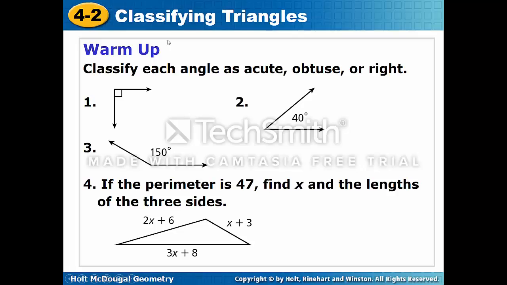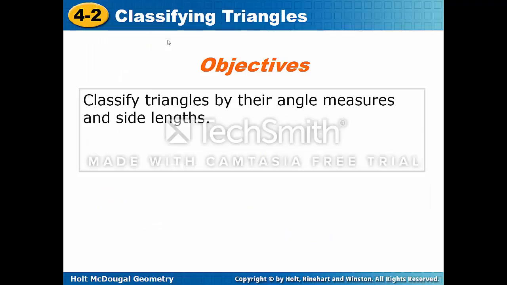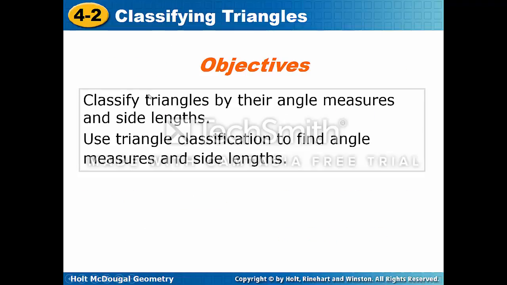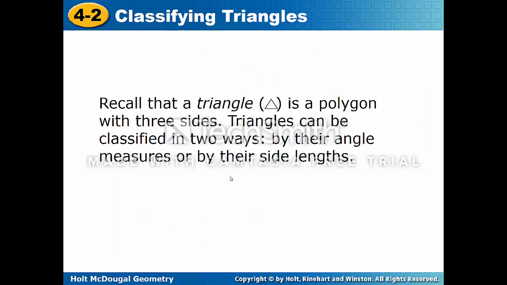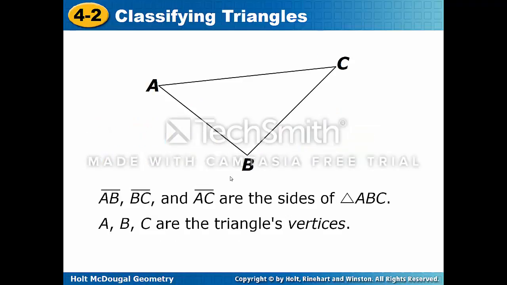So as you go through, this is the warm-up. Information will be used and should already be prerequisite knowledge. Objectives for the class: classifying triangles by their measures and their side lengths. The other objective would be to use triangle classification to find angle measures and side lengths. Then the vocab. And we get into the lesson.